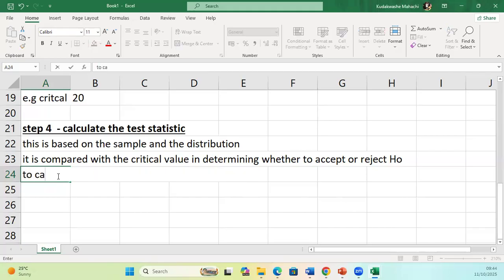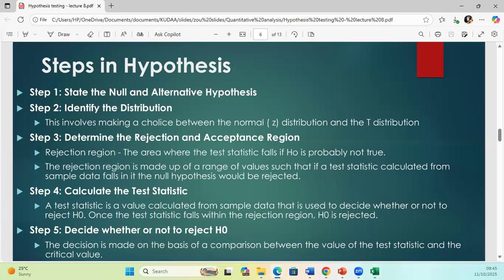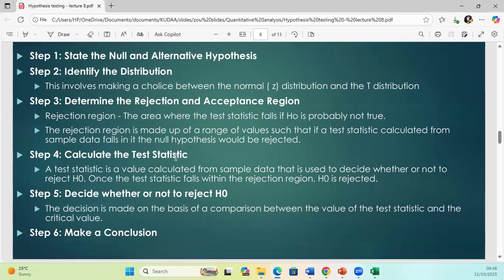To get the test statistic used to compare with the critical value, we use formulas. So I'm giving you the steps, then next we are going to apply them to questions. The formulas are there on the PDF, so let's go to the PDF. Test statistic, that's step number 4.